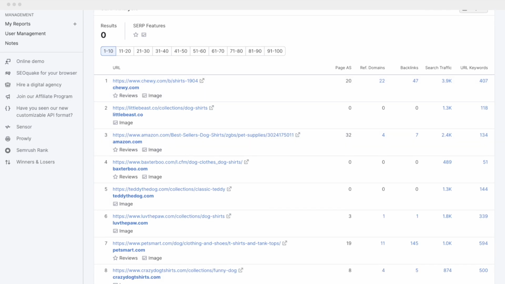These are the pages that are currently showing up in the search results for this keyword. I love using this as a way to uncover competitors like littlebeast.co and lovethepaw.com and teddythedog.com. These are all showing up on the first page for the term dog shirts.